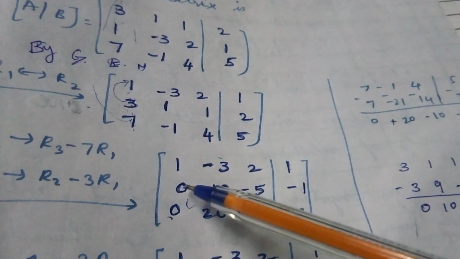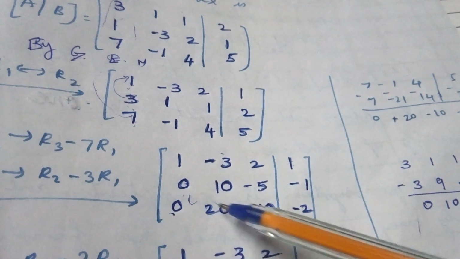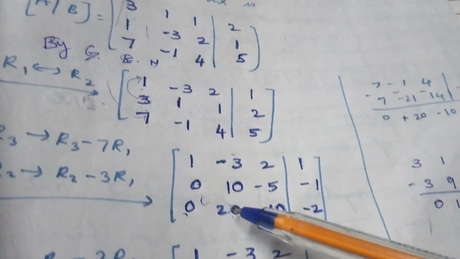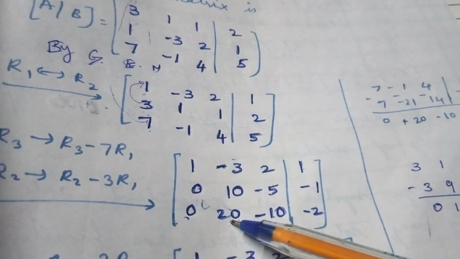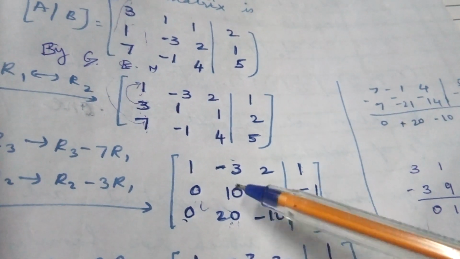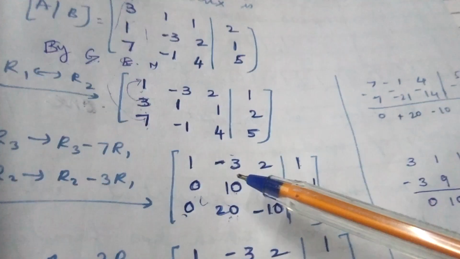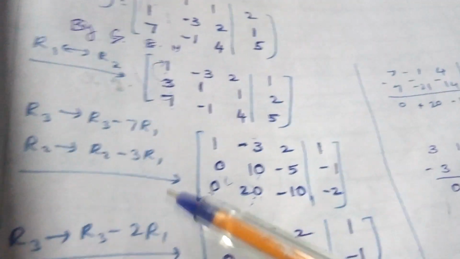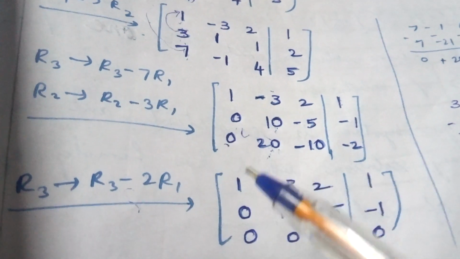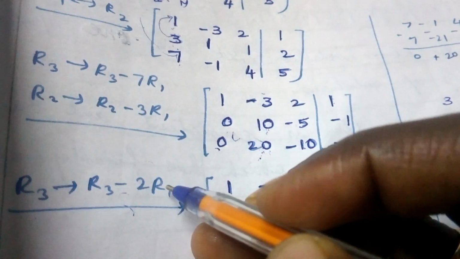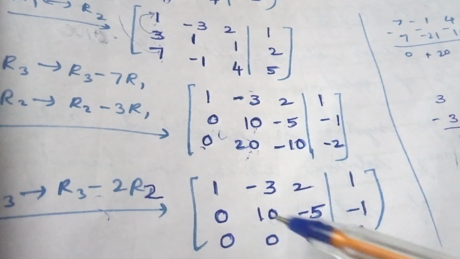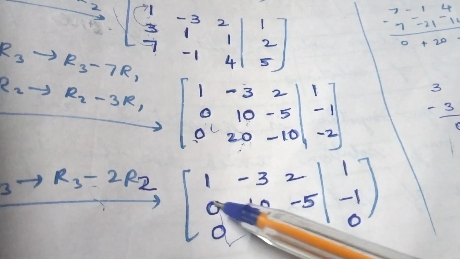What is the next concept? The next concept is that the triangle shape will convert to 0. So we want to convert this element to 0. Okay, so how to do it here? 20, here 10. So I want 20 here. So shall I multiply by 2? If we multiply by 2 and then subtract, it will come 0. Is it clear? See here, R3 minus 2 times R2. This is not R1, this is R2. After finishing, it forms a triangle shape of 0. Is it clear? Any doubt about this?